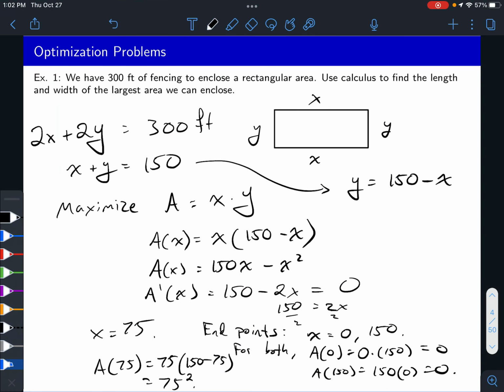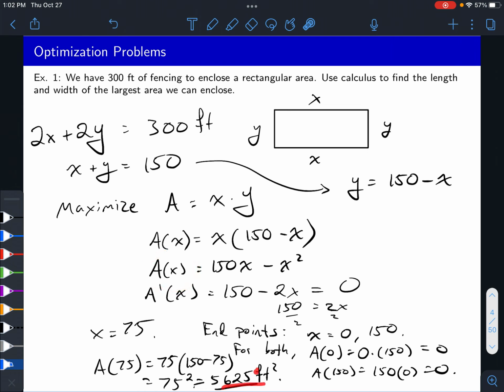$5,625 square feet. Okay, so if you recall, to find a maximum and minimum value for our area function, we just find all of our critical numbers and plug our critical numbers and our endpoints into the function we're trying to maximize, and then just pick the biggest value.